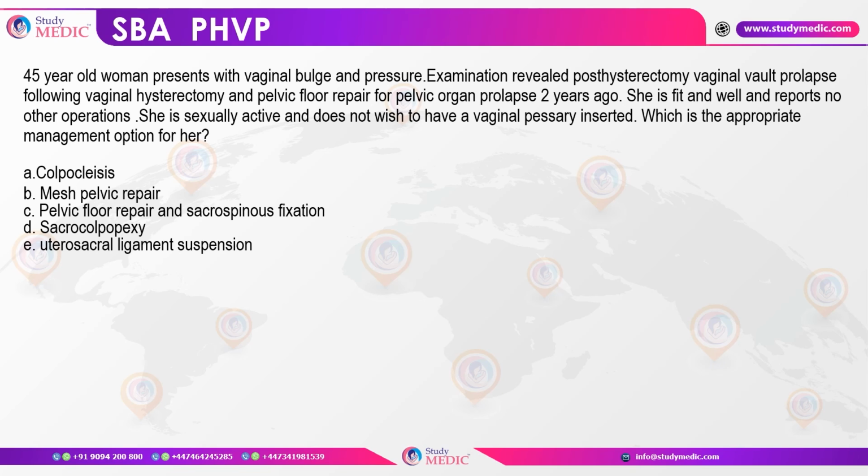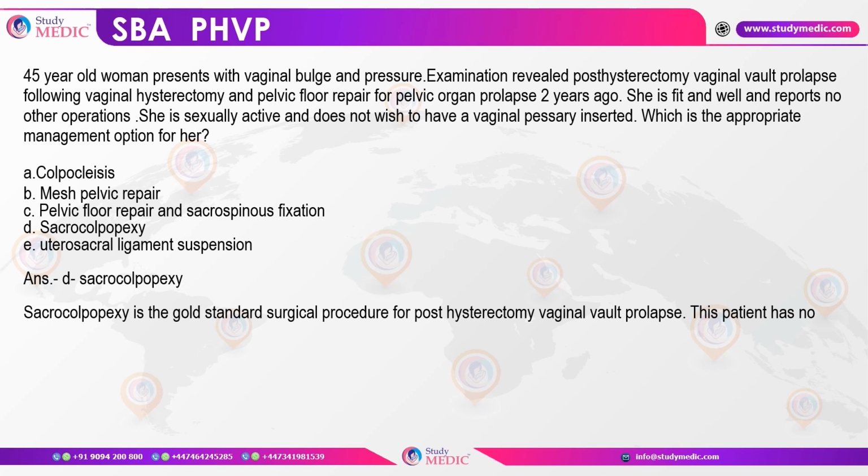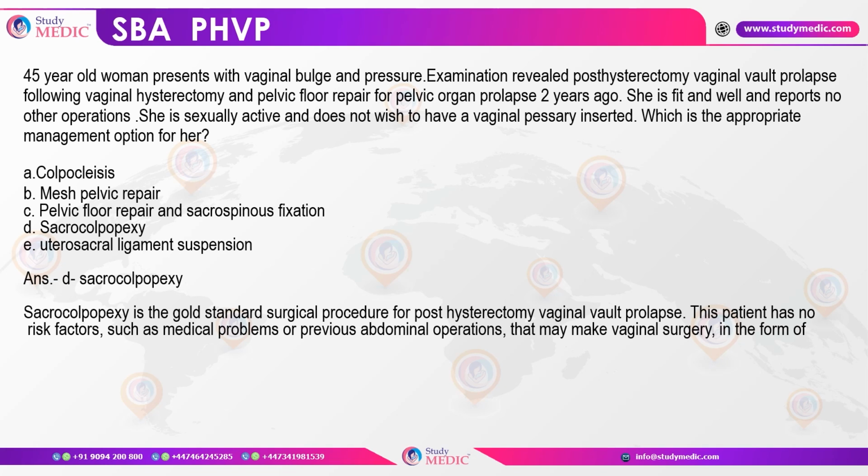Okay, so it can either be done abdominally by the open route or by the laparoscopic route. Remember, this sacrocolpopexy is the gold standard surgical procedure for post-hysterectomy vaginal vault prolapse. This woman has no risk factors, no medical comorbidities, no other abdominal surgeries. So this could be an easy operation for her. Okay.